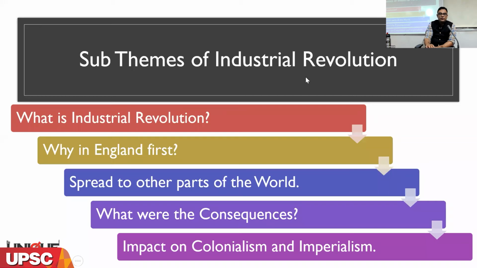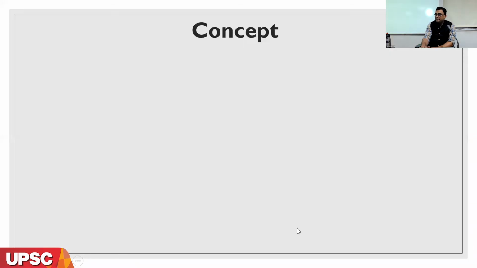Sub themes of industrial revolution. In this topic, we will first see what the basic concept is, what is meant by industrial revolution, then why it takes place in England first, then we will see its spread to other parts of the world, what were the consequences, and lastly its impact on colonialism and imperialism. This is how our discussion of the topic will advance. Okay. Shall we start our discussion of the topic, guys?